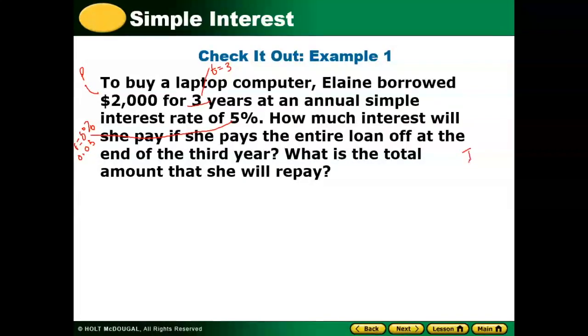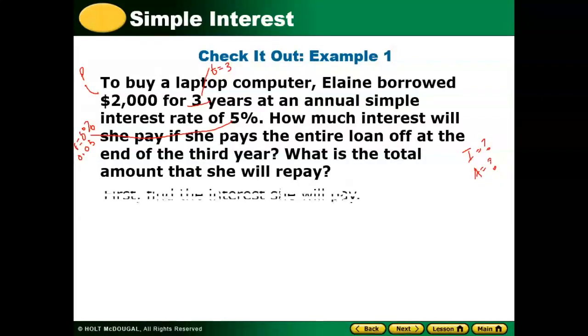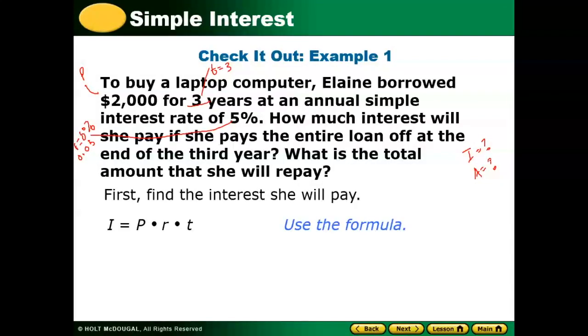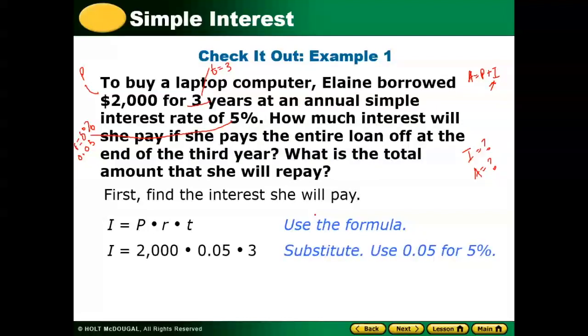So again, we're trying to find our interest and our amount. So the exact same as the last question. Let's first find the interest she will pay, because we can't find the amount because we only know the principal, and we know the formula to find amount is principal plus interest. So we need to calculate how much interest she's paid. So let's start with I equals PRT. That's our formula for simple interest. The principal was 2,000. The rate we converted to a decimal was 0.05, and our time was 3 years. So we're just going to plug that into our calculator, and we find an interest of $300.